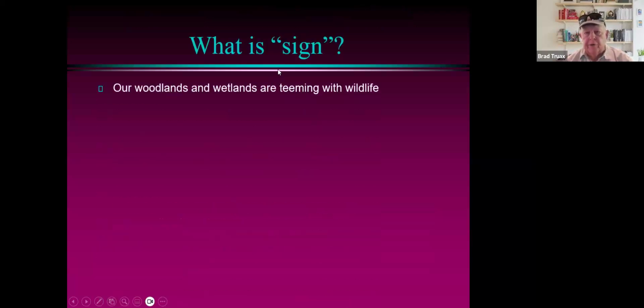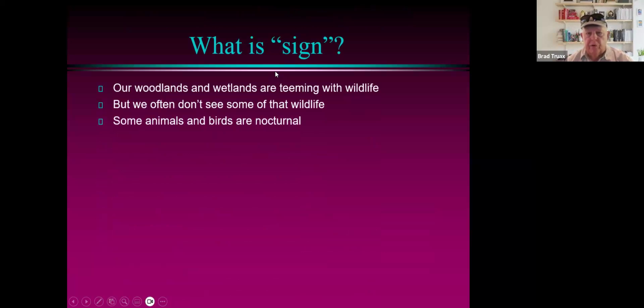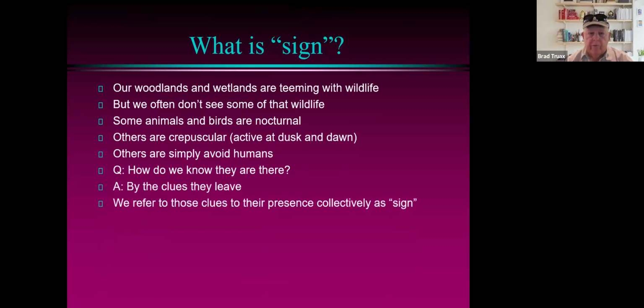Our woodlands and wetlands are teeming with wildlife, but sometimes we don't see that wildlife. That's because some animals and birds are nocturnal, such as owls and raccoons. Some are crepuscular. That means they're active at dawn and dusk. A good example is the bobcat. And others simply want to avoid humans. So how do we know that they're out there? The answer is by the clues that they leave. And we refer to those clues to their presence collectively as sign.